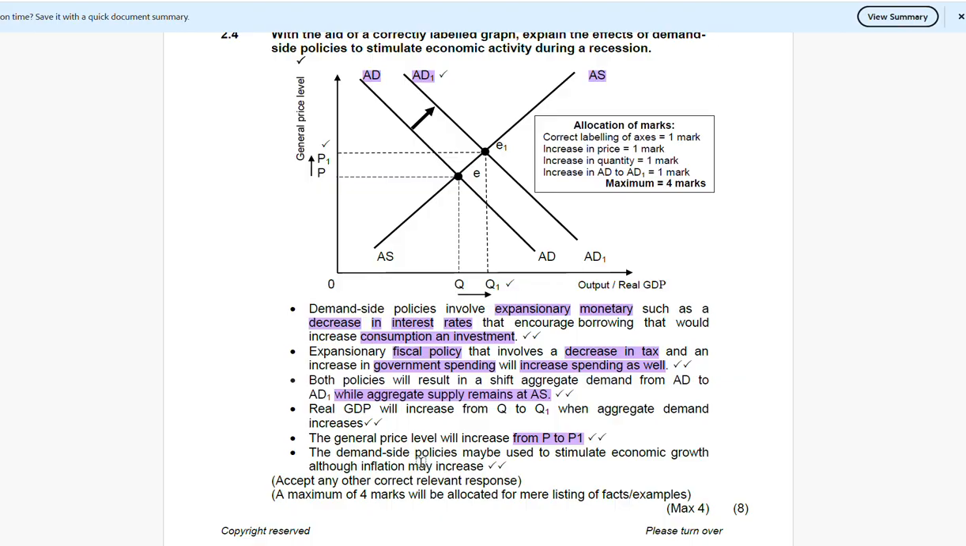The demand side policies may be used to stimulate economic growth, although inflation may increase. Yes, the expansionary monetary policy as well as expansionary fiscal policy do help to stimulate economic growth. However, it does have an effect on inflation. So it does increase inflation. So now we've looked at the graph and we explained what it means.